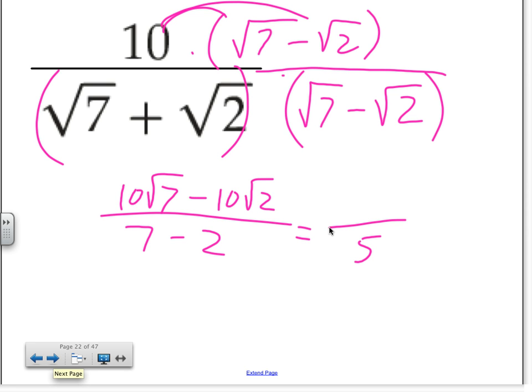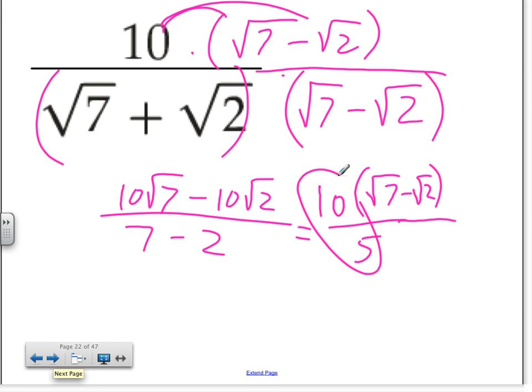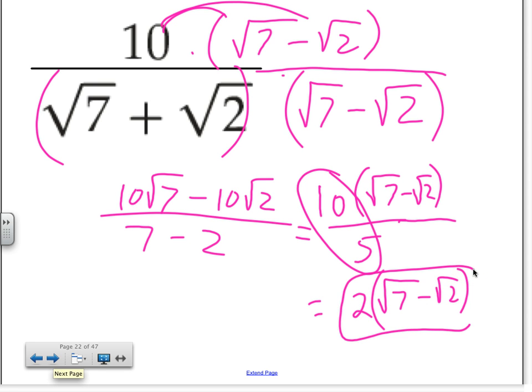Okay. We know the bottom is 5, but look at the top. Can we factor out something? 10. We take out 10. What do you have left inside? And look, what is 10 over 5 going to be? 2. So 2 times root 7 minus root 2. And that's our simplified answer.